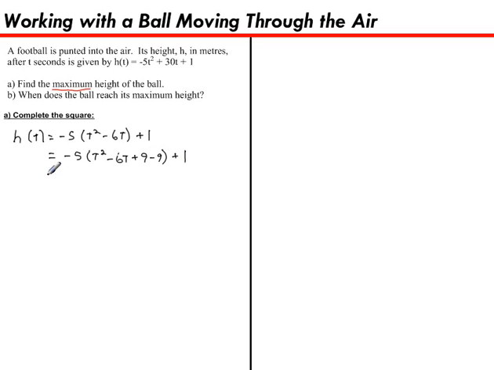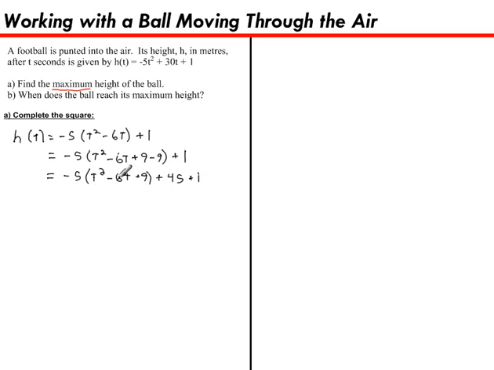Next, I want to pull the negative 9 outside of the bracket. So this negative 9, I want to write it over here, but before I can remove it from the bracket, the rules say I have to multiply it by whatever's in front. So I'll have t squared minus 6t. The plus 9 stays inside the bracket, and I have minus 9 times minus 5, which makes a positive 45. And I keep the plus 1 right where it was.